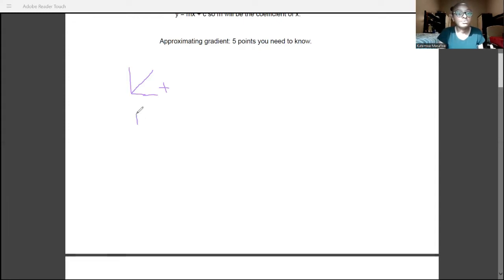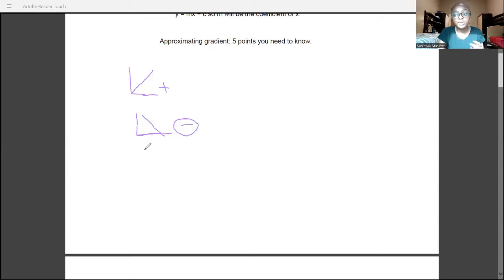Second thing that you need to know is that when a line is decreasing, it's going to be negative. So look at it. As x is increasing, as you are going in the increasing direction, y is decreasing. So meaning your y step is going to be negative when your x step is positive. So your overall gradient is going to be negative.